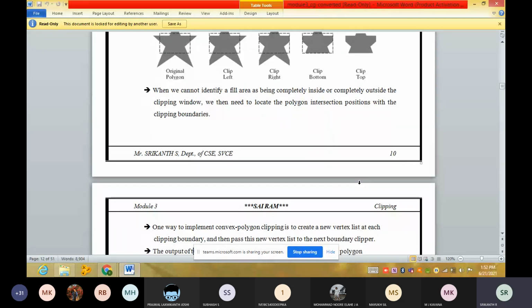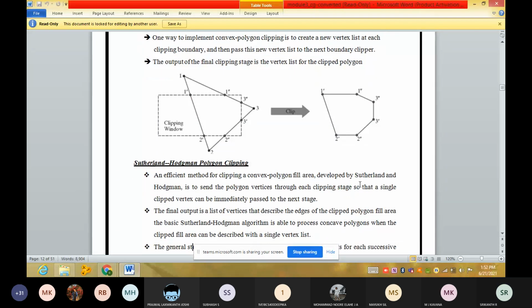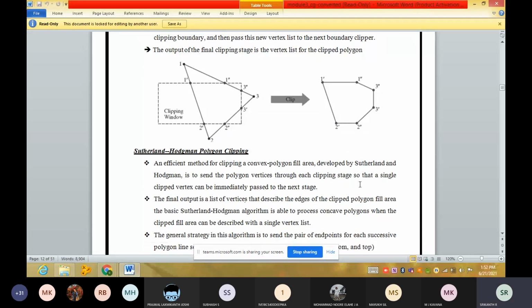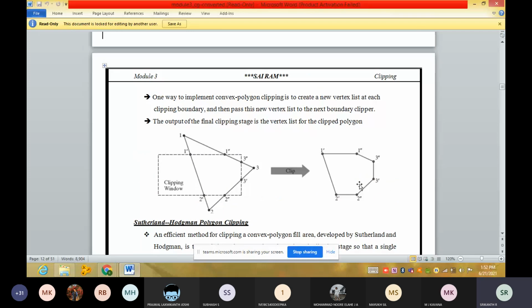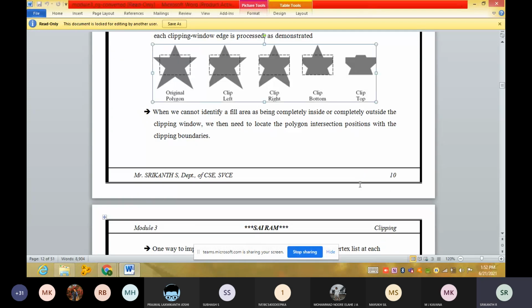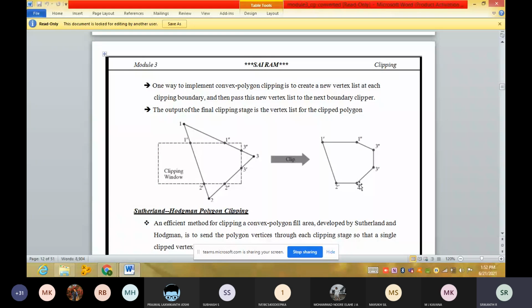So let us see the algorithm, that is the Sutherland Hodgman algorithm. Here is one of the examples. This is the clipping window. A triangle has been given as an input. For the triangle, the vertices are 1, 2, 3. But once you clip it, the vertices which are lying inside the window are 1 dash, 1 double dash, 3 double dash, 3 dash, 2 dash, 2 double dash. Only these are the parts which are lying inside the window.